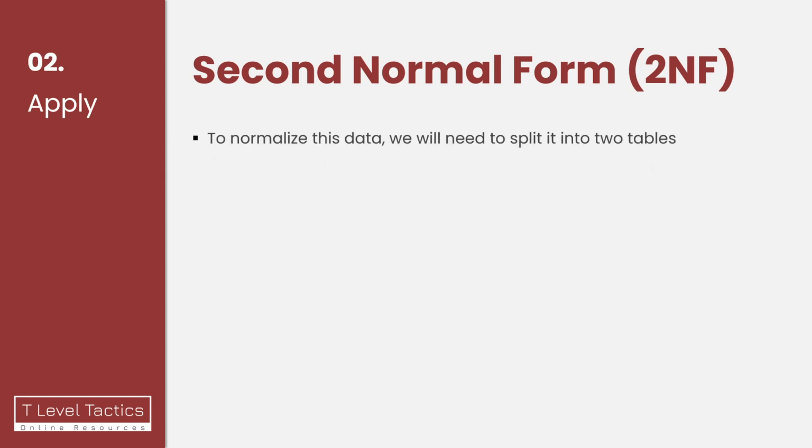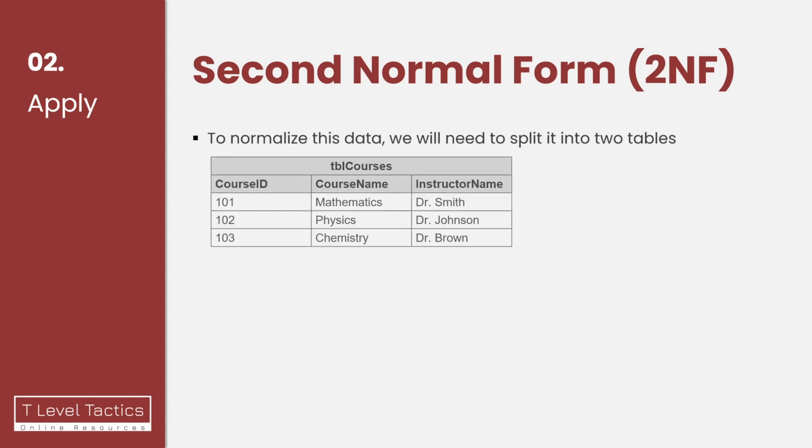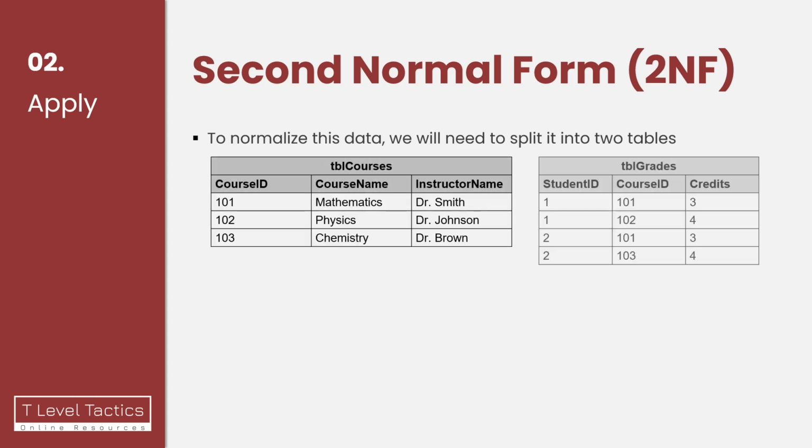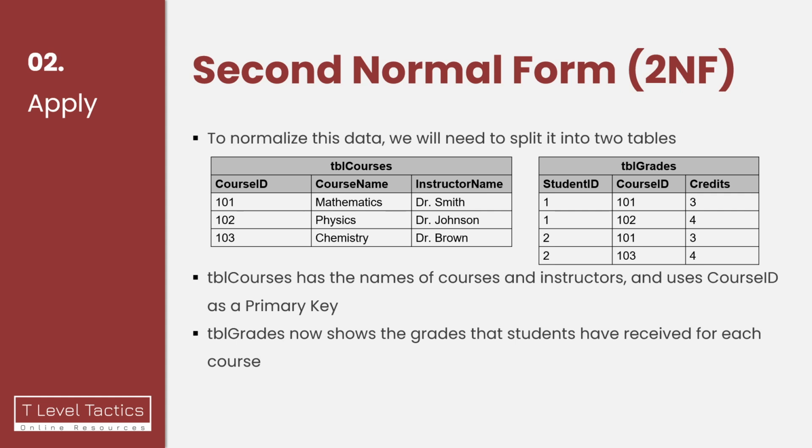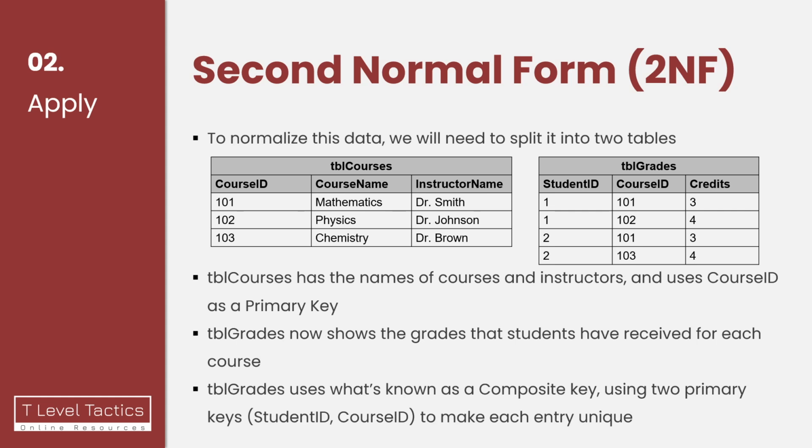To normalize this data, we'll need to split it down into two tables. We can have TBL courses and TBL grades. Our courses table has the names of courses and instructors and uses course ID as a primary key. And our grades table now shows the grades that students have received for each course. The grade table uses what's known as a composite key, using two primary keys, student ID and course ID, to make each entry unique.